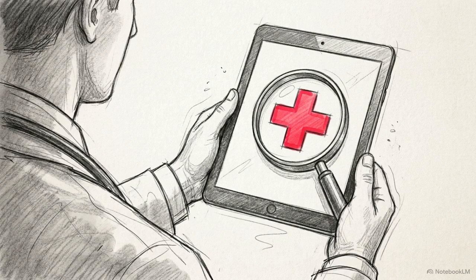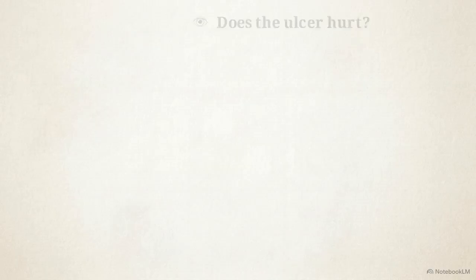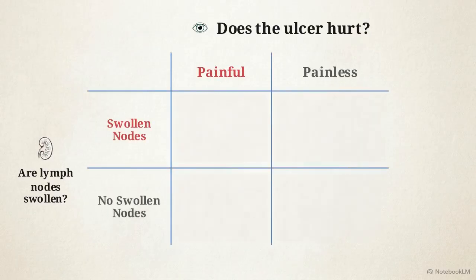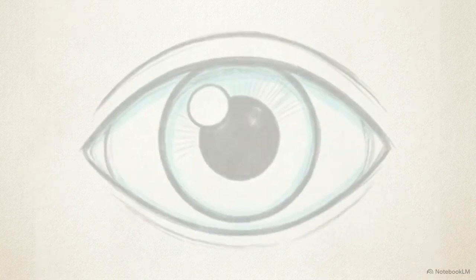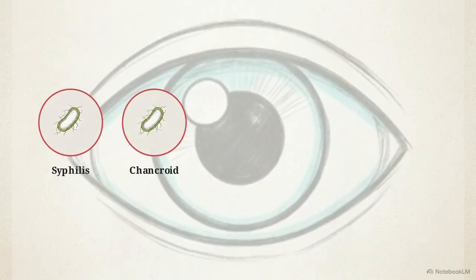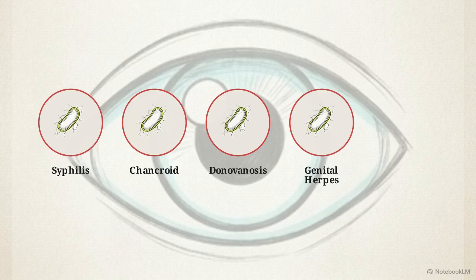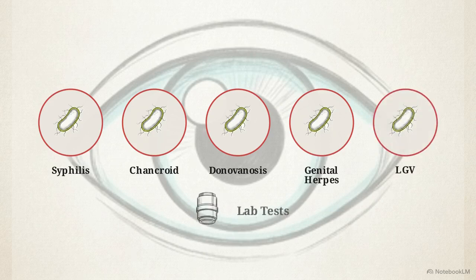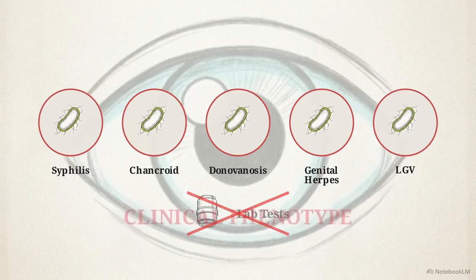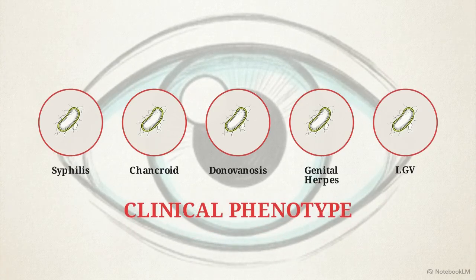Solving a genital ulcer disease case requires filtering the clinical presentation through two specific questions. Does the ulcer hurt, and are the lymph nodes swollen? Five major diseases, syphilis, chancroid, Donovanosis, genital herpes, and LGV, dominate clinical rotations and board exams. Before looking at specific lab tests, you must identify the clinical phenotype.